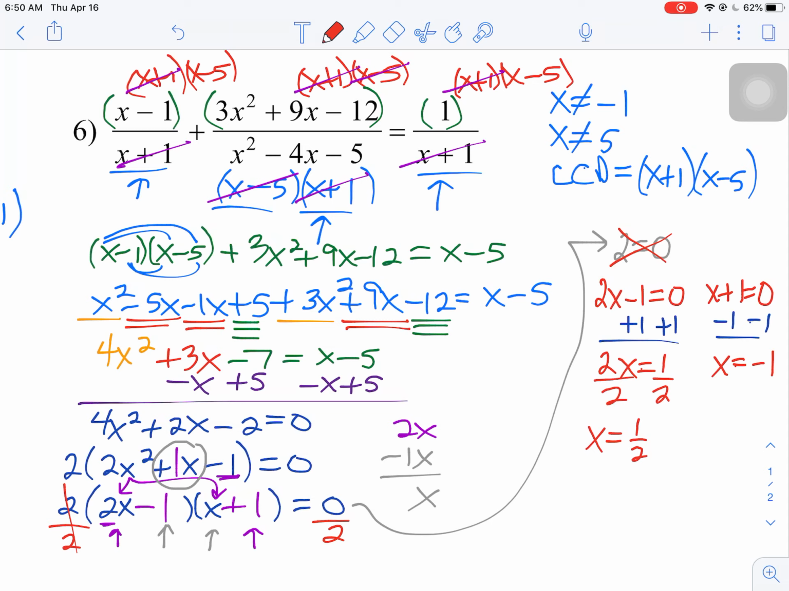Are either of those domain restrictions? X could not be equal to negative 1, and x could not be equal to 5. So that first answer, x equals a half, is totally fine. But then this second answer, x equals negative 1, we have to cross that off because x equals negative 1 was a domain restriction. X could not be equal to negative 1. So we have to cross off that second answer.